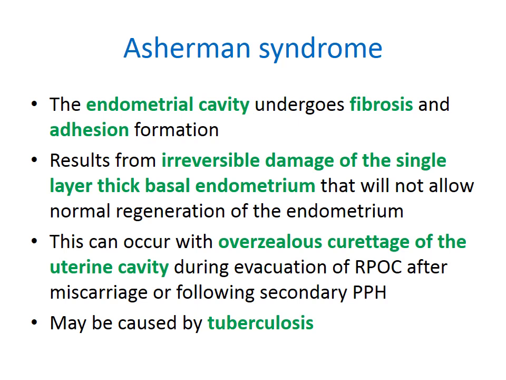This results from the destruction of the thin single basal endometrium because of excessive curettage of the uterine cavity for retained products of conception, for example, following an incomplete abortion or a secondary postpartum hemorrhage. This condition is an irreversible one, and it is an iatrogenic one. However, it can be found in certain medical diseases, especially those with tuberculosis affecting the genital tract.